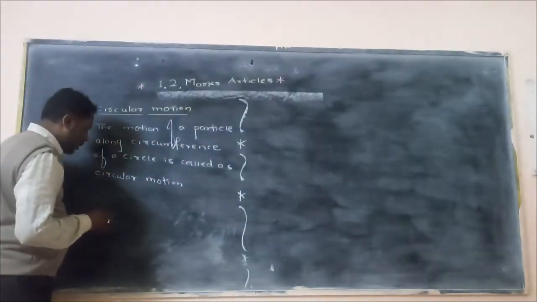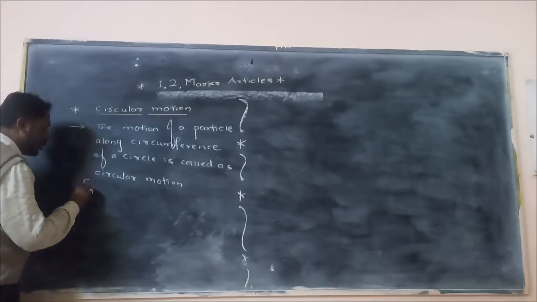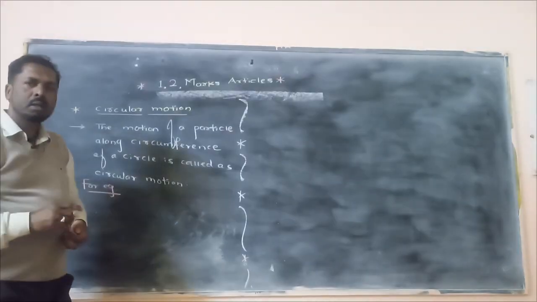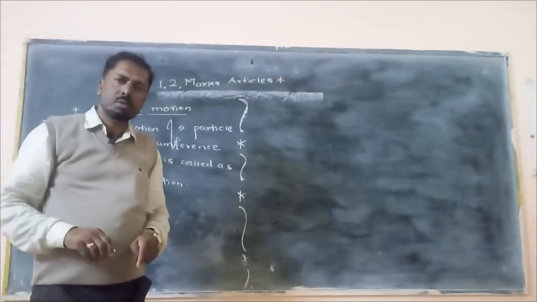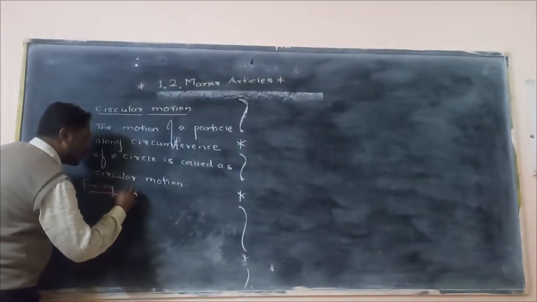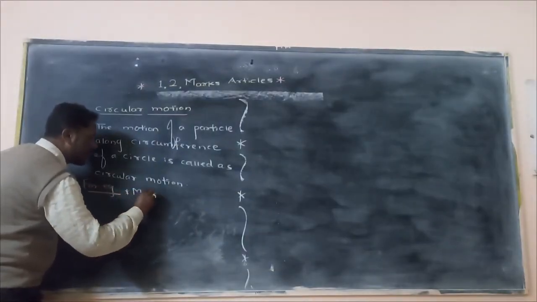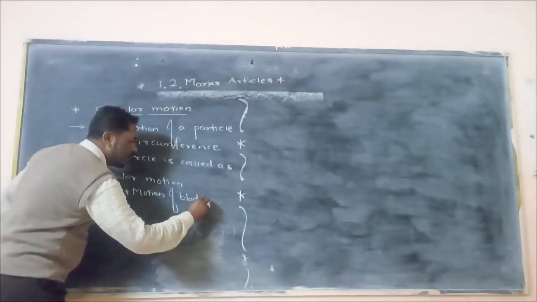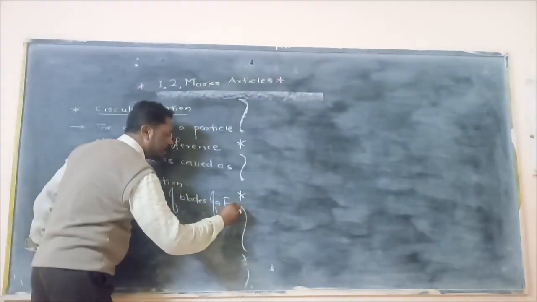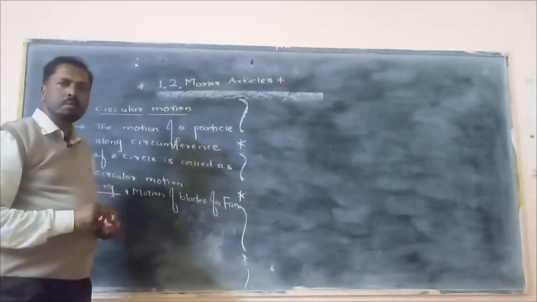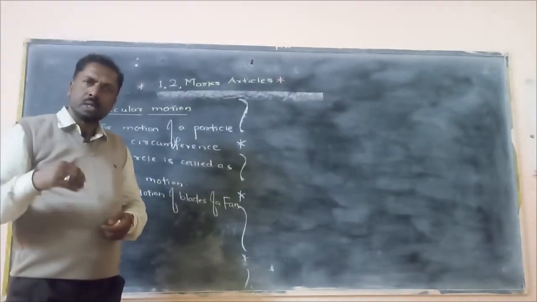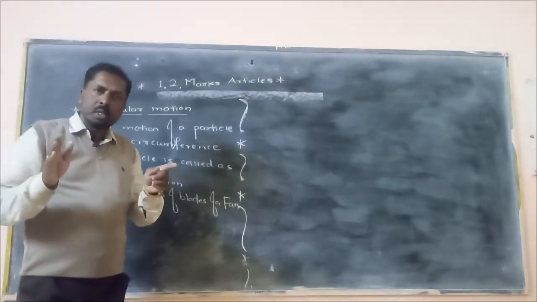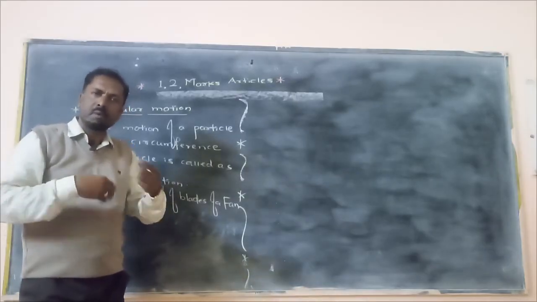For example, in which the speed does not remain constant, we can say the motion of blades of a fan. We can change the speed of a fan. We can keep it on 1, 2, 3, 4 or 5. It means here the speed does not remain constant. We can vary the speed.